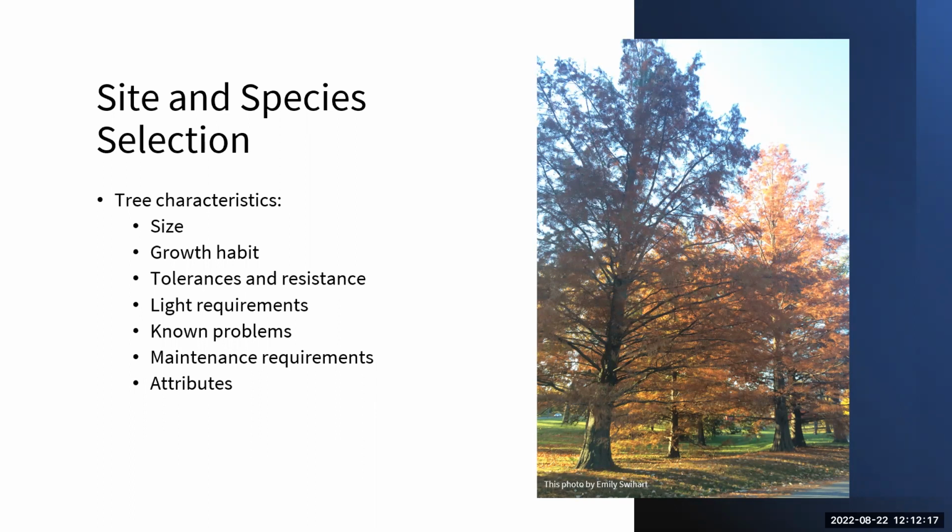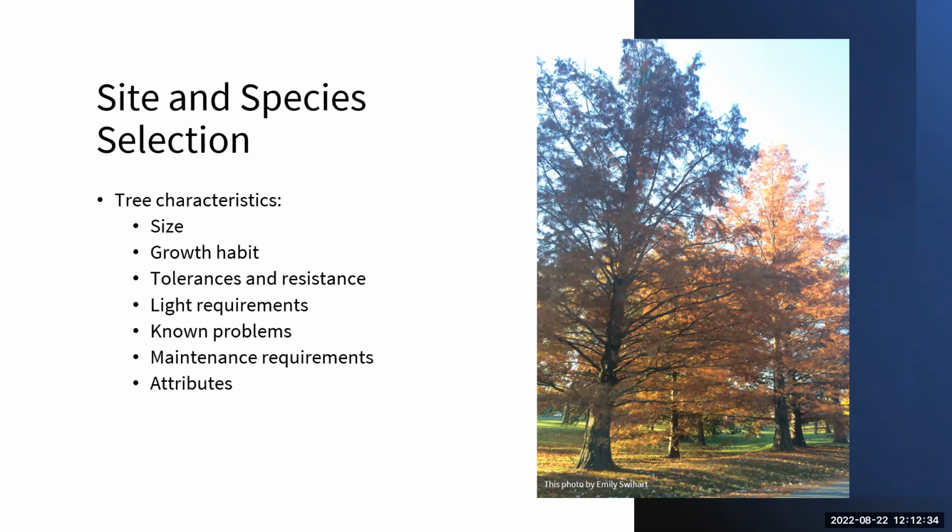Light requirements. All plants need some level of light to perform photosynthesis. We know this. Some trees tolerate shade better than others. And so assessing your light availability in your backyard, in your community, in your park, wherever you're managing or wherever you're planting your trees, can help inform your decision.